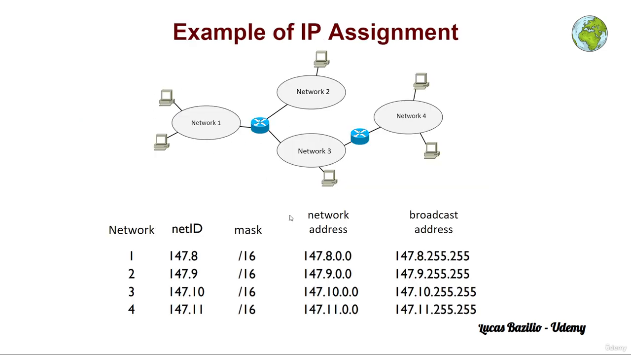Coming back to our example, since the net ID is 847.8, we must select all of the remaining 16 bits to be 0 for the host ID so that we have the network address. So we have 0.0.